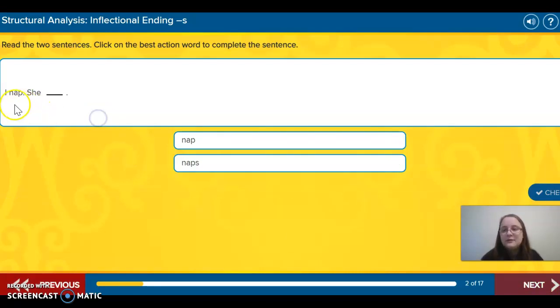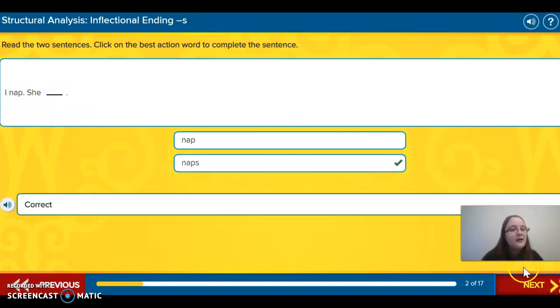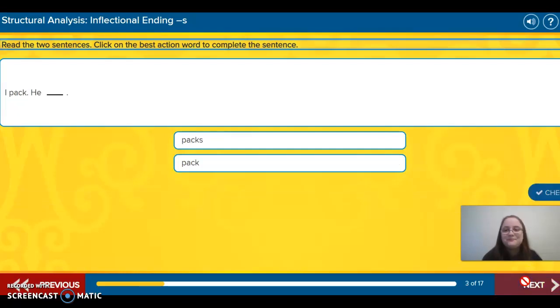Okay, this next one says, I nap, she, blank. So she is our naming part, and nap is our action word. So we have to add an S to the end. So we have nap or naps. It's going to be naps because that has our S on the end. So it would say, I nap, she naps. Let's check it. Awesome, we got it right again. Okay, we're going to do this one and one more.